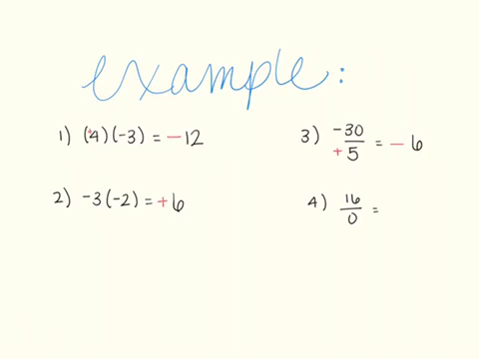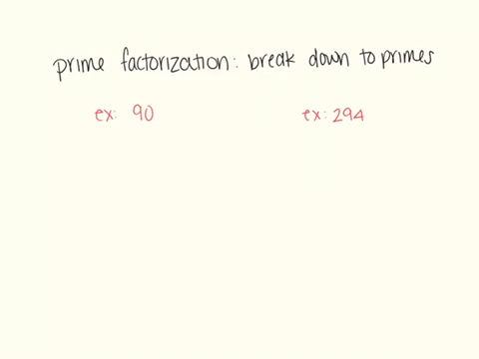In the last one, you'll have 16 divided by 0. If you remember in that last diagram, we saw that 0 on the bottom was a problem. So 16 divided by 0, that is going to be undefined. This next example deals with prime factorization.